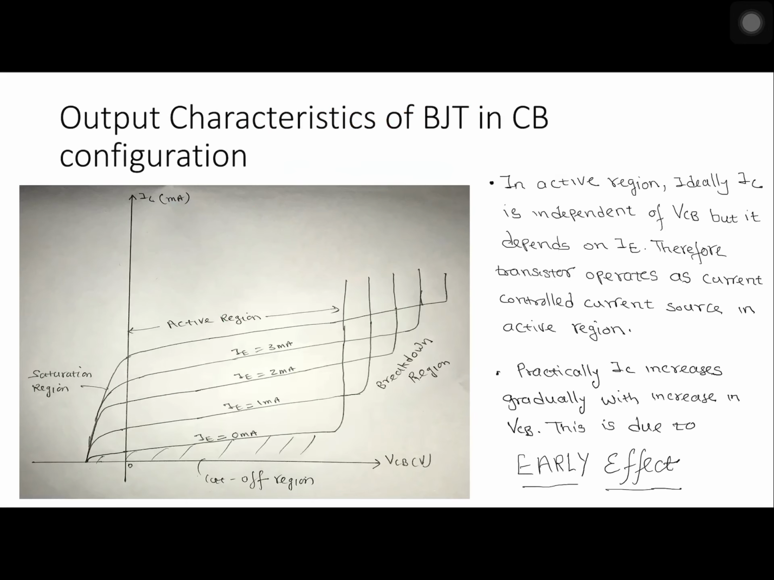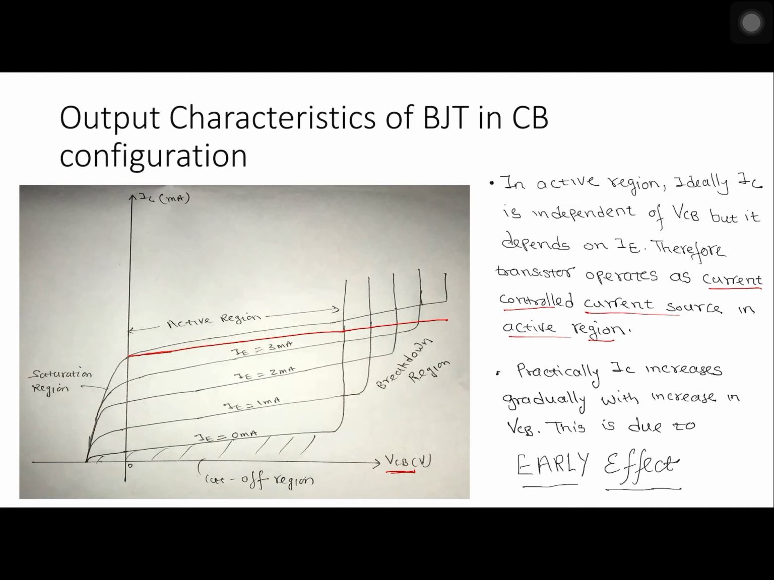This is output characteristic of BJT. Ideally, these lines which are gradually increasing should be a straight line like this. Okay, ideally this line is a straight line. That means current IC is independent of VCB. It only depends on IE. Therefore, we say it's a current controlled current source in active region. BJT behaves as current controlled current source in active region.